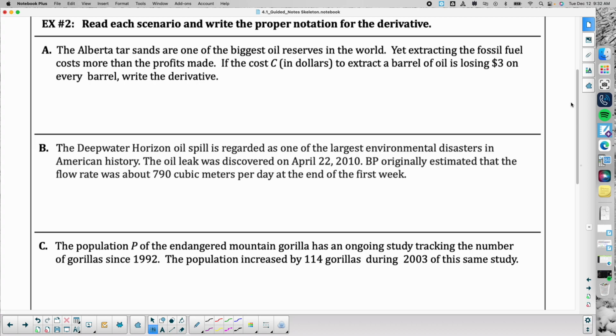Okay, so the Alberta tar sands are one of the biggest oil reserves in the world. Yet extracting the fossil fuel costs more than the profits made. If the cost C in dollars to extract a barrel of oil is losing $3 on every barrel, write the derivative. Ooh.